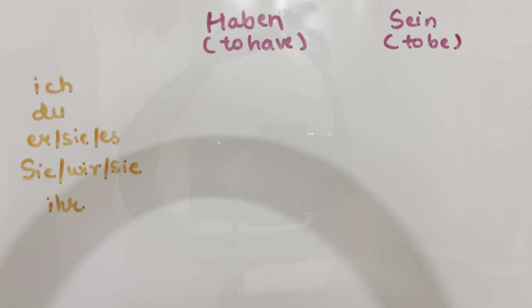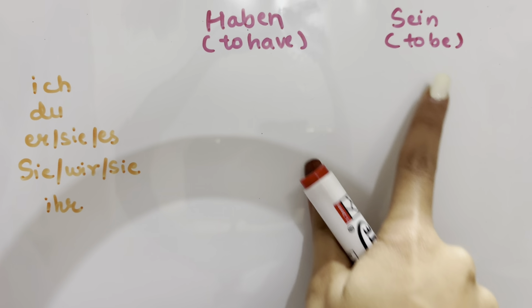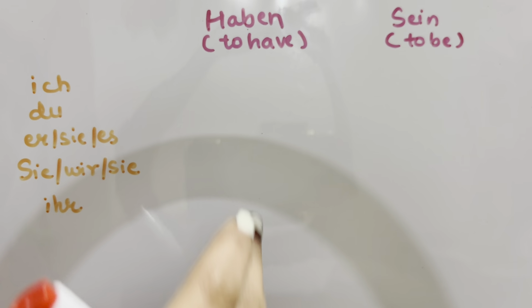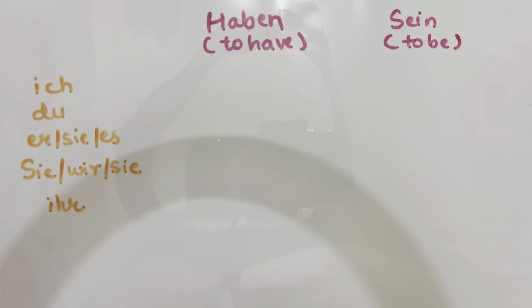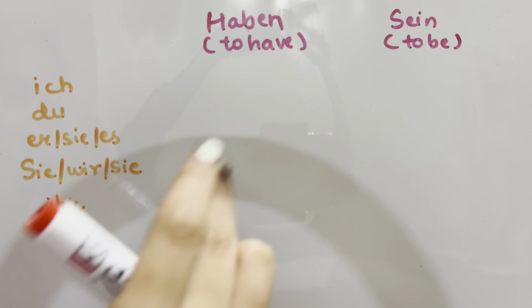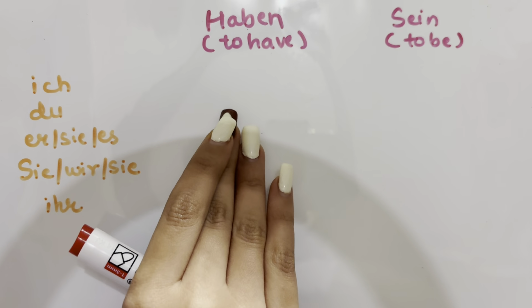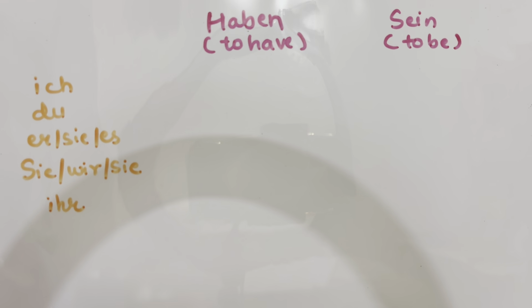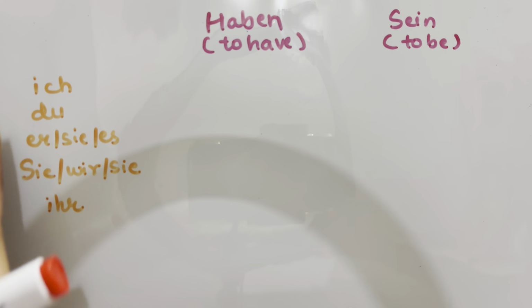Now let us have a look at two verbs. These are usually the helping verbs. Haben means to have and sein means to be. And now we are going to look at the conjugation of these verbs. So basically, as per the changes in subject, like for ich, there has to be a different conjugation of this verb. This verb has to have a different ending. So this verb will change differently as per our subject.